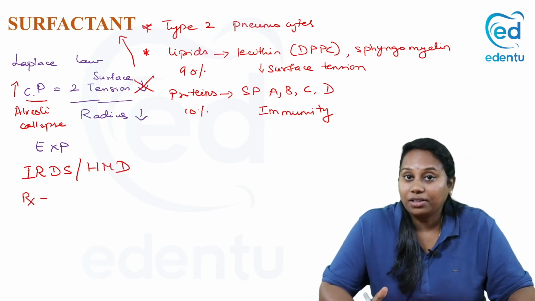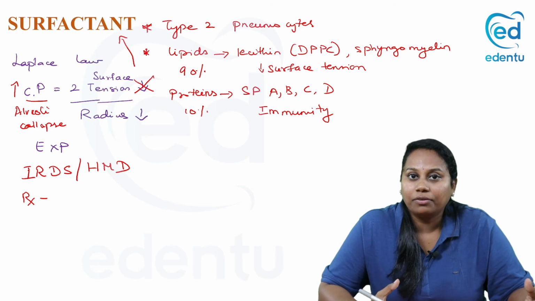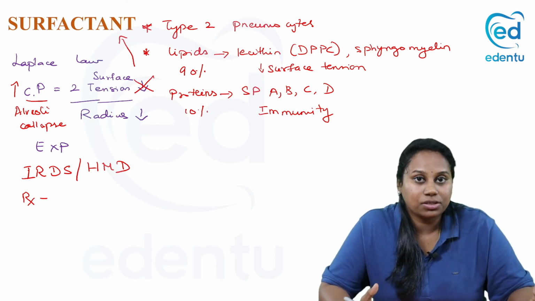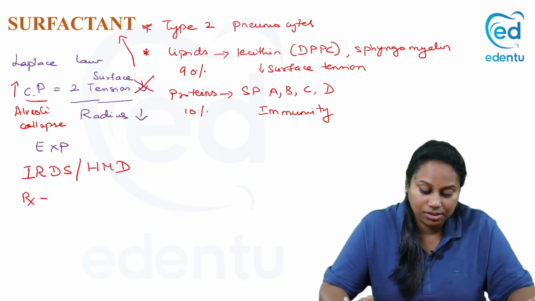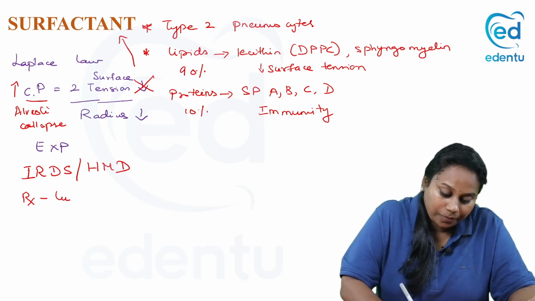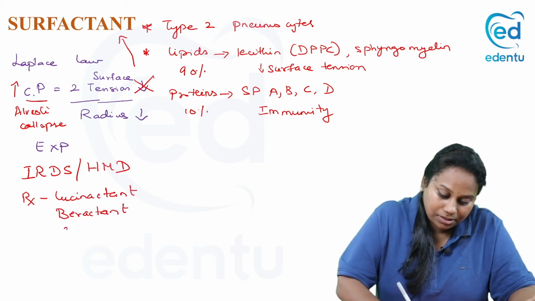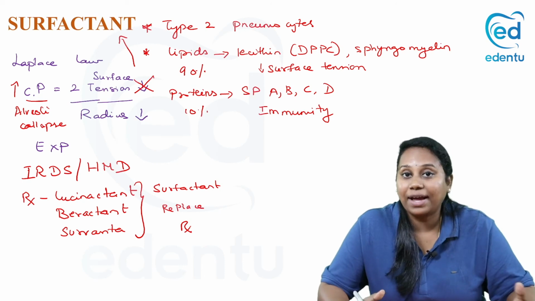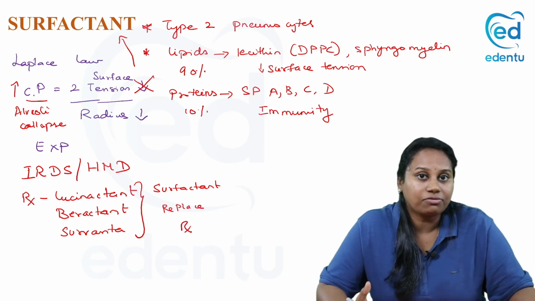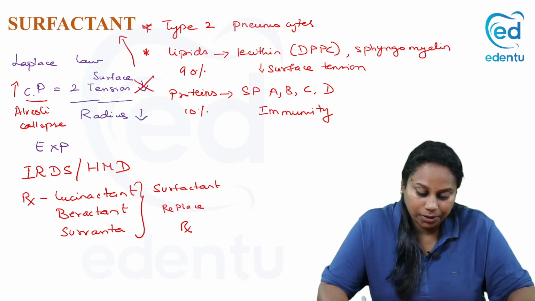So pediatricians, when you identify this respiratory distress syndrome, there is no surfactant, quickly give surfactant replacement therapies. So the drugs that can be used are lucinactant, beractant, and Survanta. So these are all some drugs which are used for surfactant replacement therapy. They are drugs which act like surfactants. You identify that there is no surfactant, so treat the baby with surfactant.